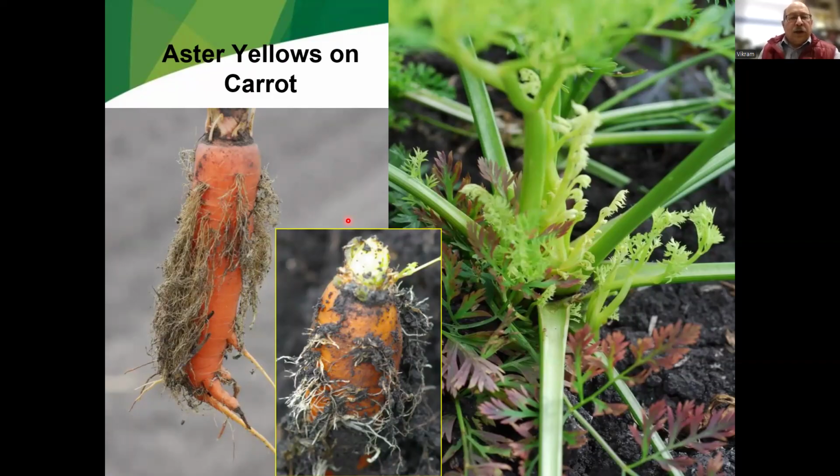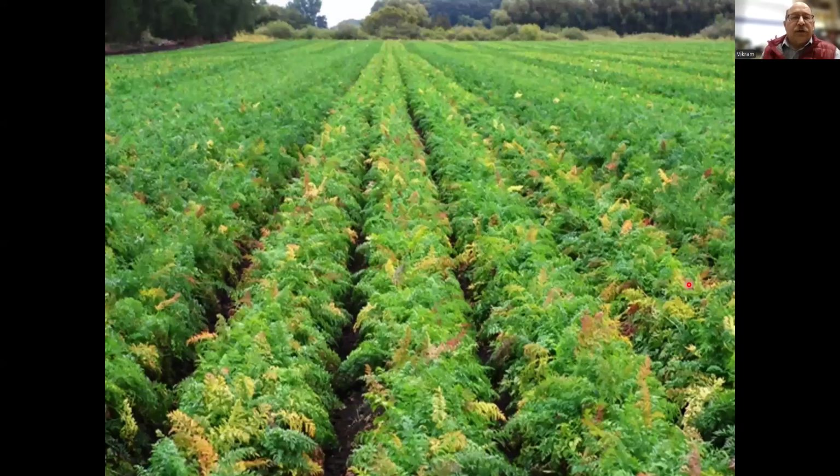and the tops become very short. And because of that, the mechanical harvesting of infected carrots becomes difficult. However, some of them still get into the storage because they get pulled along with the neighboring carrot. Anyway, this is what it looks like. The field is full of purple top leaves, and the purple top is because of the aster yellows.